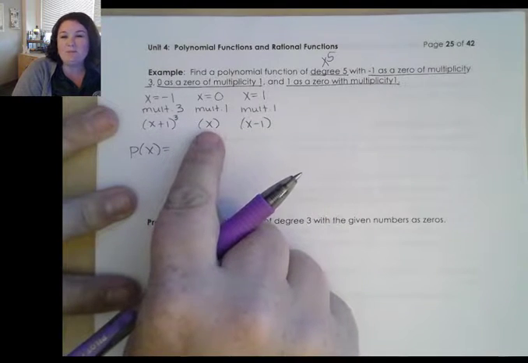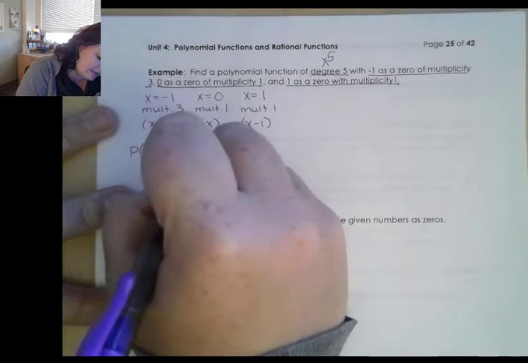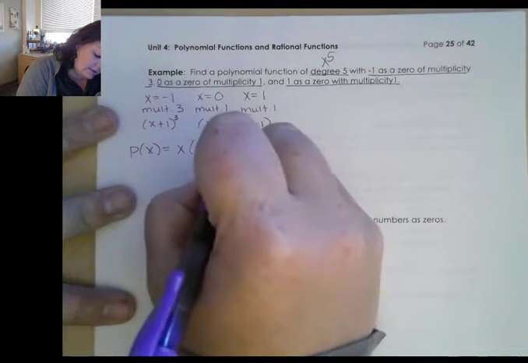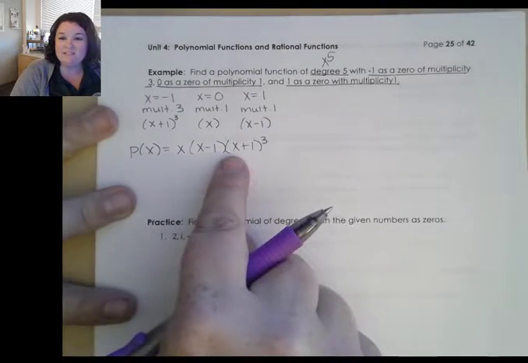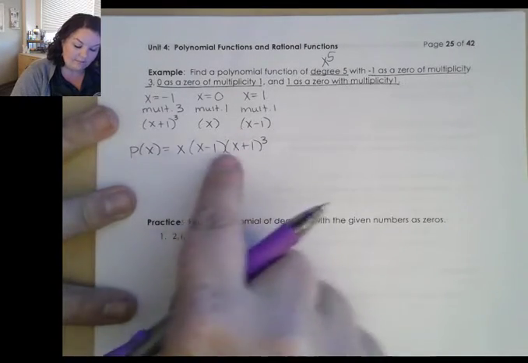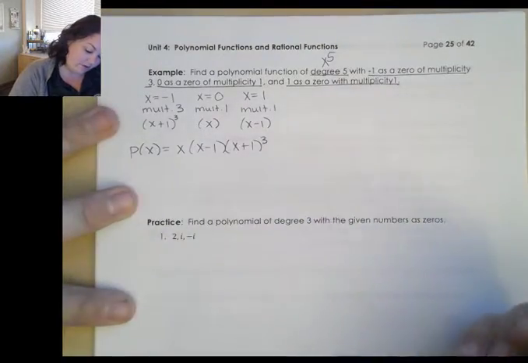Now, I always like to write my monomial term first. So I'm going to write x out here, and then x minus 1, and then x plus 1 cubed. And now I just need to multiply all this out to see what it equals. Okay, and I'm going to do that over here. And if you tend to write big, write small. I really just did not leave enough space here.